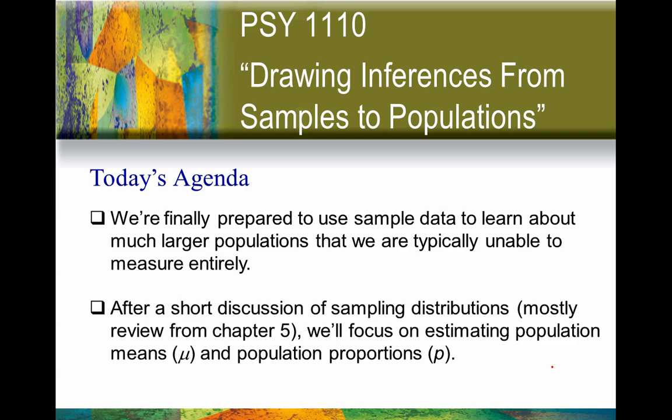Welcome back, everybody. What we're going to do today is talk about Chapter 8. We're going to start with Section 1. So right now we're essentially dealing with Section 8.1. And we're going to talk about drawing inferences from samples to populations.